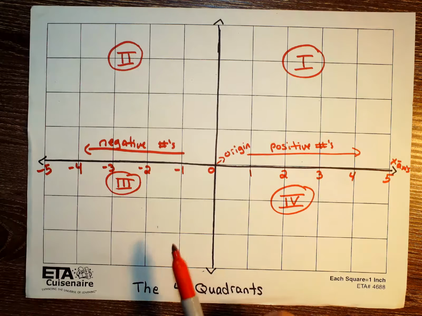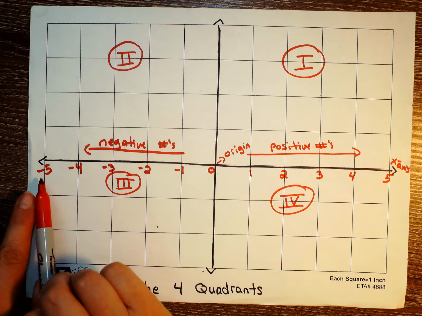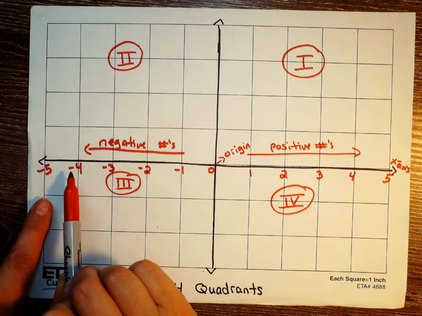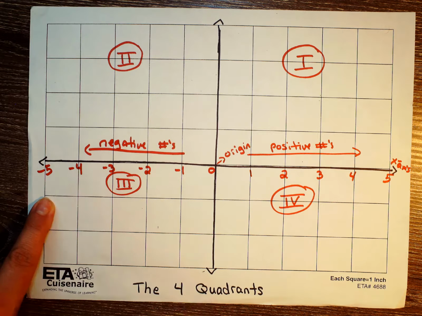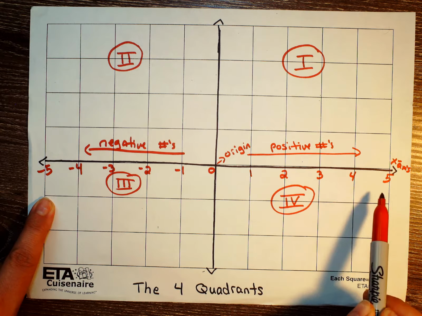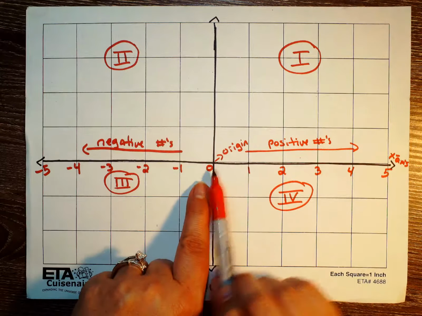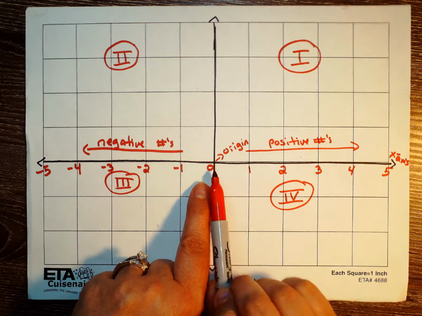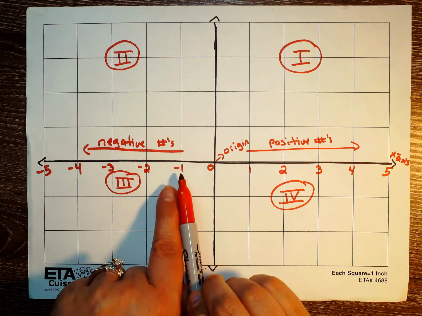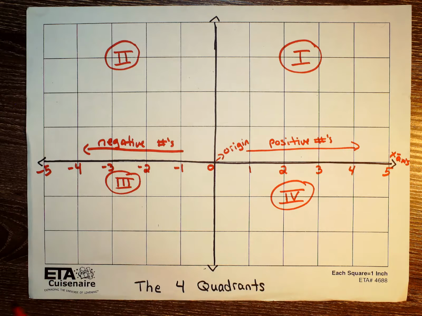Be careful, because a lot of people by accident write -1 here and then -2, -3 in that direction, because they're so used to writing their positive numbers that way. Just remember, it's the same distance from 0. If this is 1, then that has to be -1. So that's our x-axis.